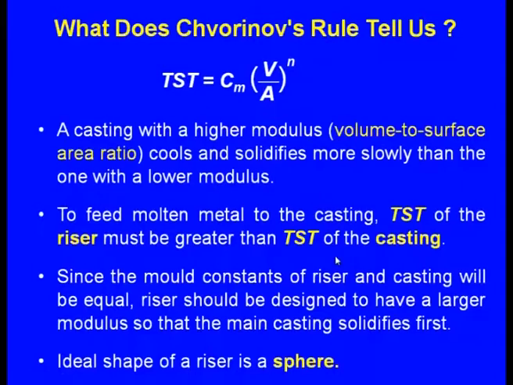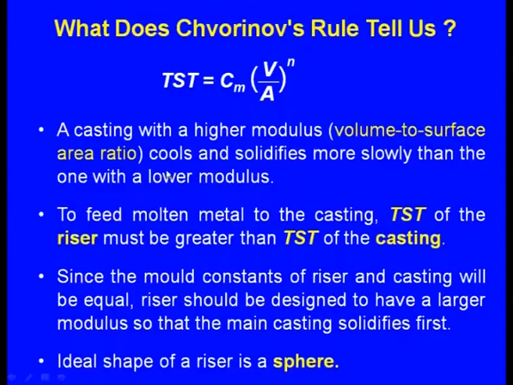What does Chvorinov's rule tell us? TST is equal to CM multiplied by (V by A) to the power of n. What does this rule tell us? A casting with a higher modulus, and what is modulus? The volume to surface area ratio, V by A. A casting with a higher modulus ratio cools and solidifies more slowly than a casting with a lower modulus.